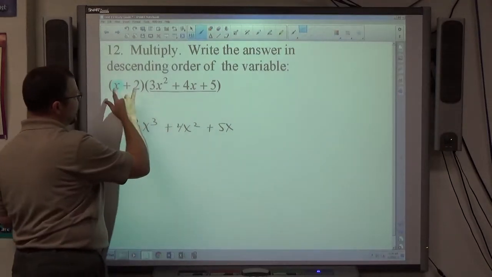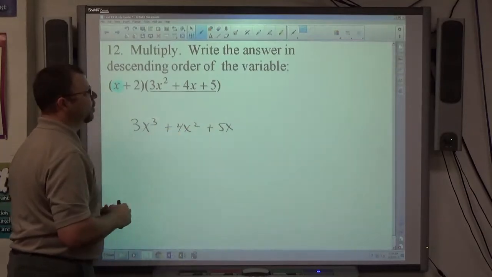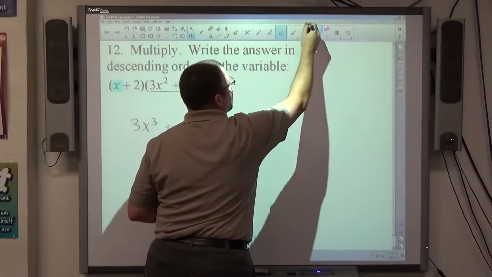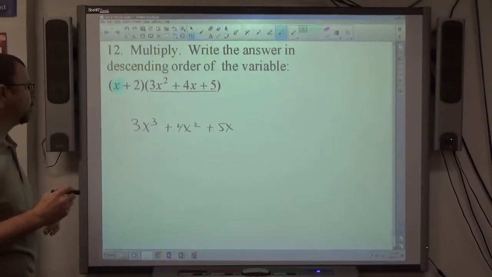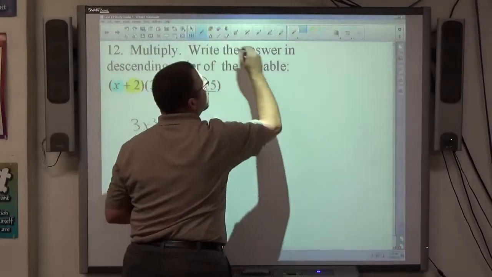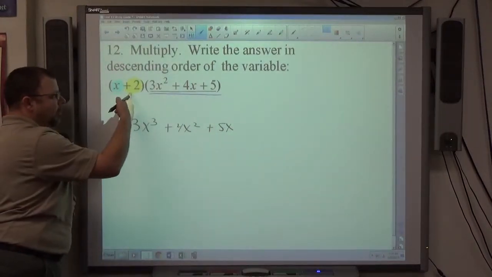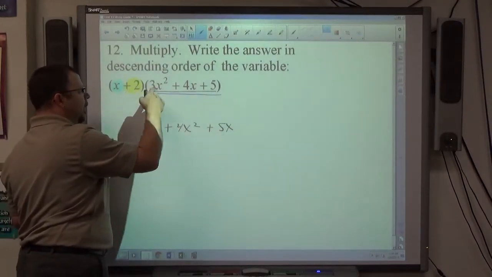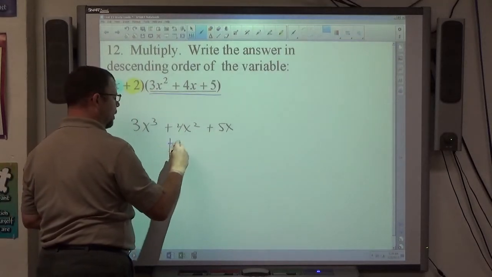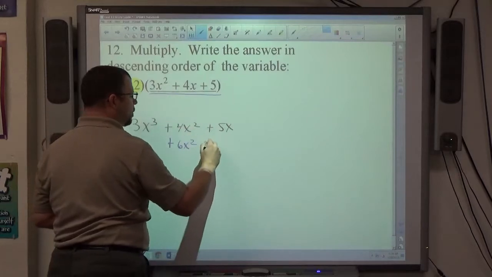Notice that this is descending and so is this. So cubed, squared, first power, this is descending, which is fine. Again, if things aren't descending at the end, just rearrange it. Then I'm going to multiply 2 times all of this stuff. And again, multiply 2 times each one of those things. 2 times 3x squared is positive 6x squared. And notice I'm lining that up with the 4x squared. 2 times 4x is positive 8x.